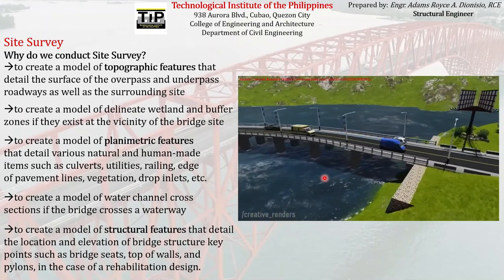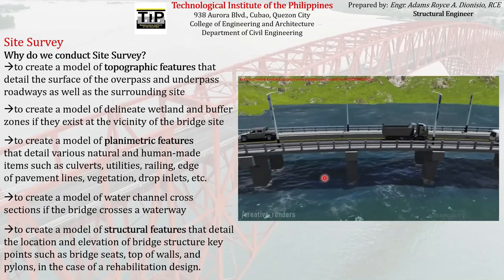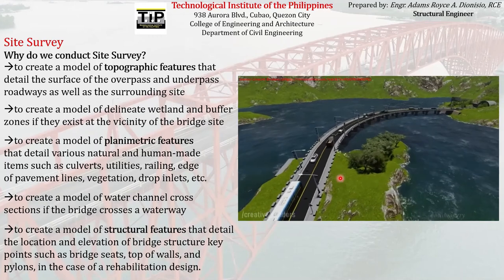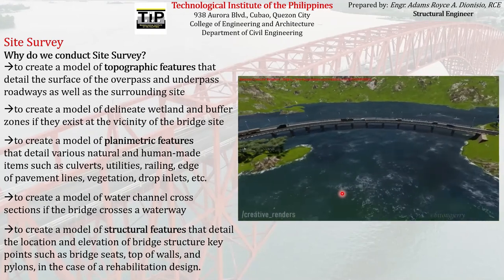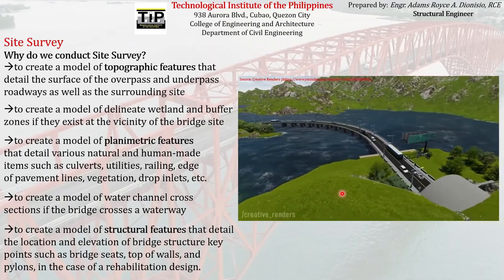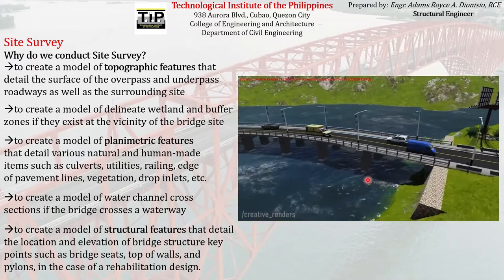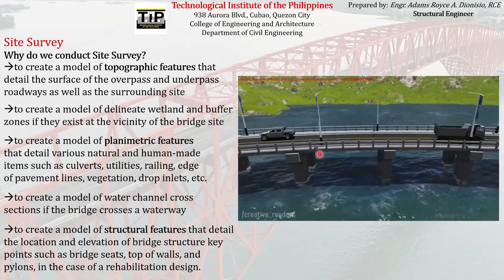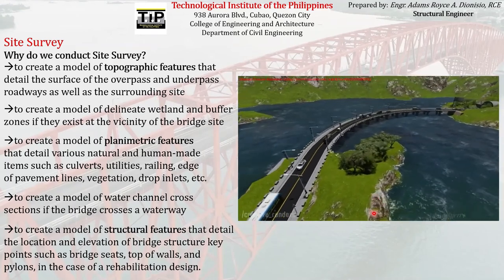So basically, we want to have a visualization of the things that we can observe if we were on the site itself. So we usually create a model of all the features that we can see on the construction site where the bridge will be built by conducting site survey.